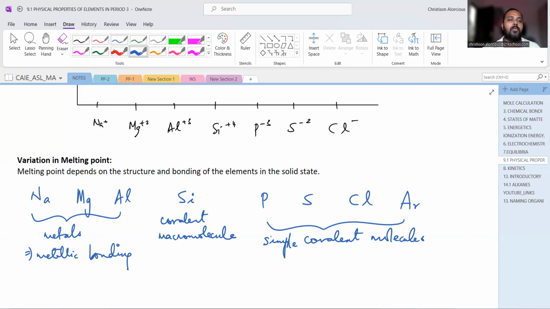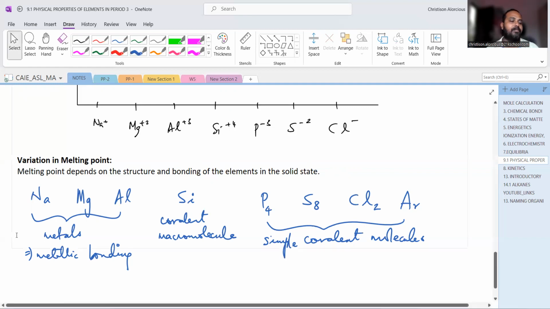One more thing that we need to remember is that though we write phosphorus as P, phosphorus in nature occurs as the P4 molecule. It's tetraatomic. Sulfur is octaatomic, 8 atoms. Chlorine is diatomic, it is Cl2. Argon is monoatomic, hence the hesitancy to call it a molecule, since it's just an atom.